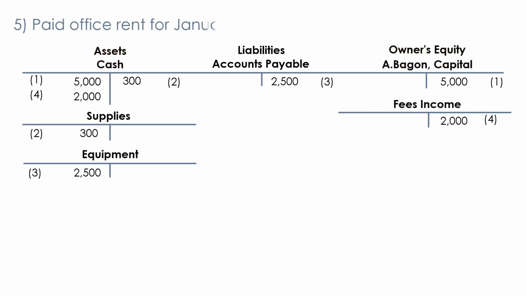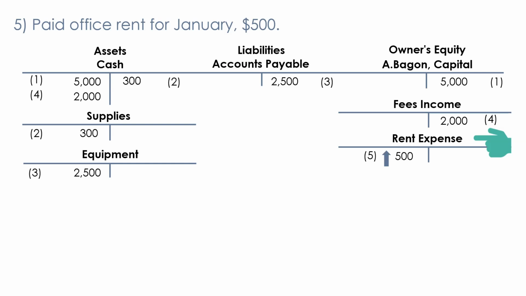Next, Mr. Bacon paid $500 for office rent. Just as we separate revenue from capital, it's equally important to keep expenses distinct. For this purpose, we use a dedicated account, rent expense, to track these costs. To record this transaction, we debit the rent expense account for $500 to reflect the incurred expense and credit the cash account for $500 to account for the payment made.